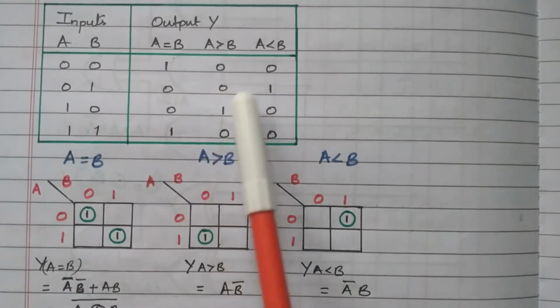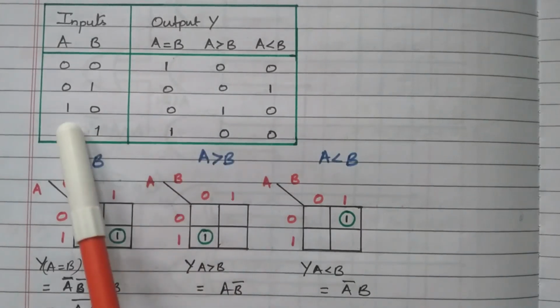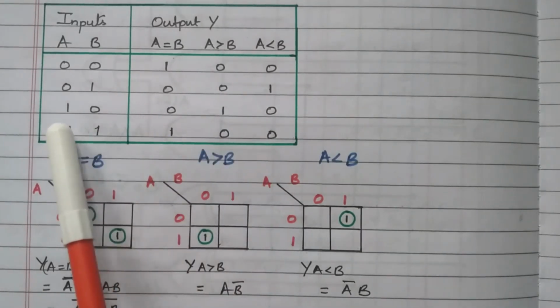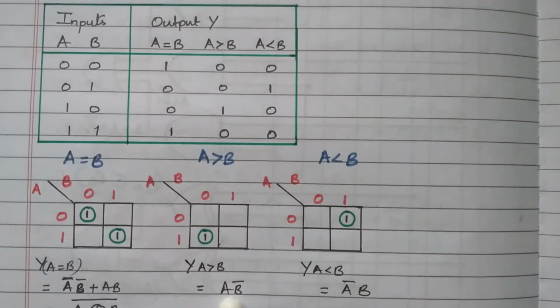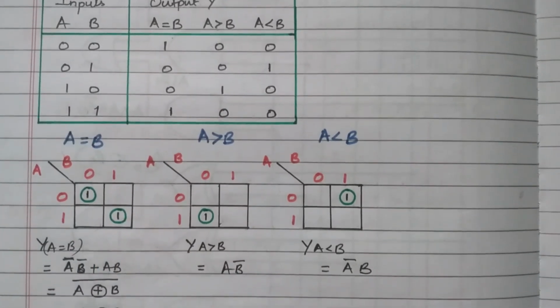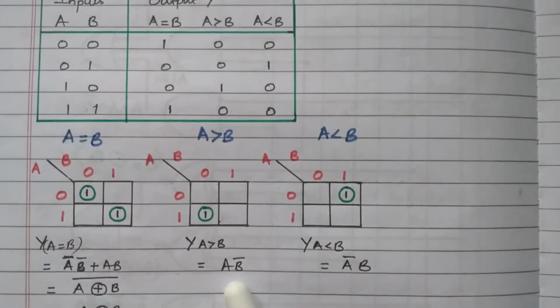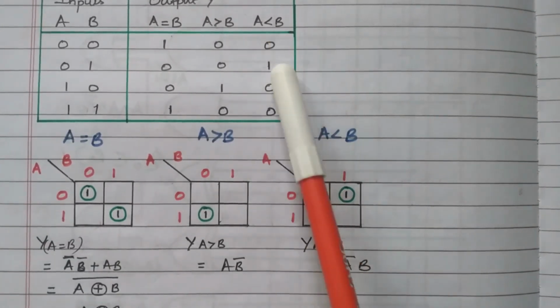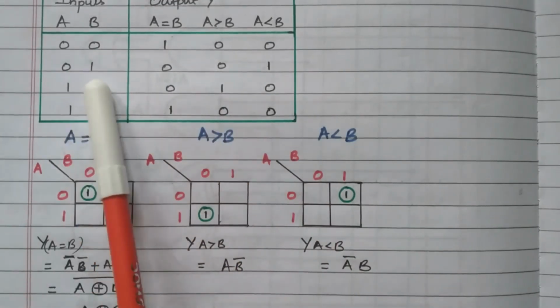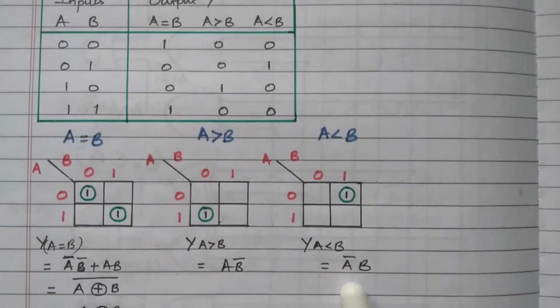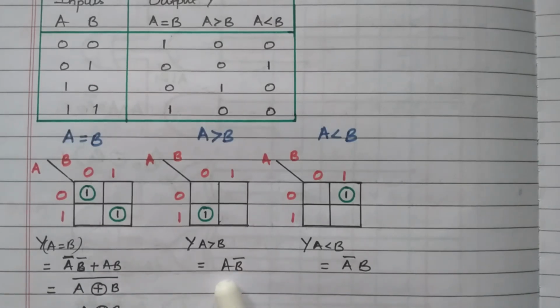Similarly, for A greater than B, this is the 1. What is the corresponding input? 1 0. 1 0 means A B bar. A greater than B is A B bar, right? Similarly, A less than B. This is 1. What is the corresponding input? 0 1. 0 1 means A bar B. So for A equal to B, A bar B bar plus AB. A greater than B, A B bar. A less than B, A bar B, right?